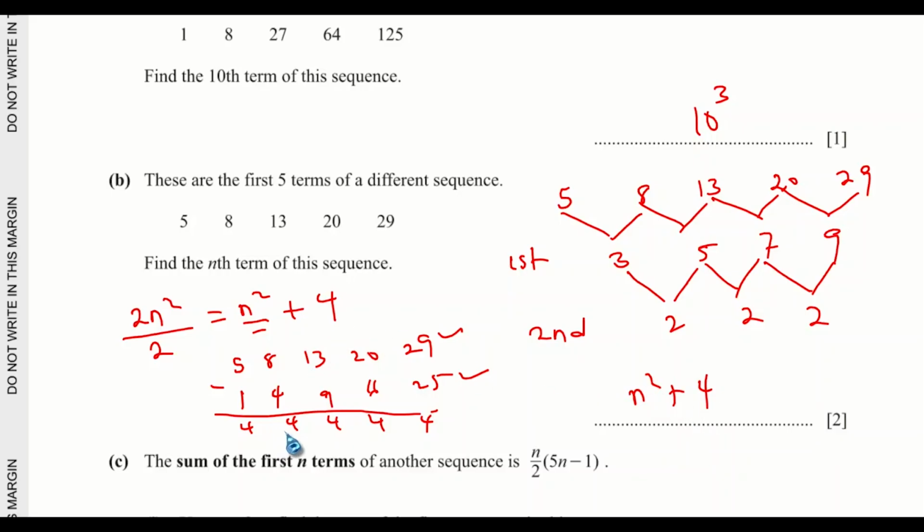But mind you, if you have another sequence here, if you don't have a common difference here, if you were to get a new sequence that is going to be a linear sequence, then you find the nth term of that linear sequence and you add it to n squared. That will be your final answer. But if you have a constant here, so you just have a common difference rather, then you just have to add it to this one straight away. Okay, let's go to part C.